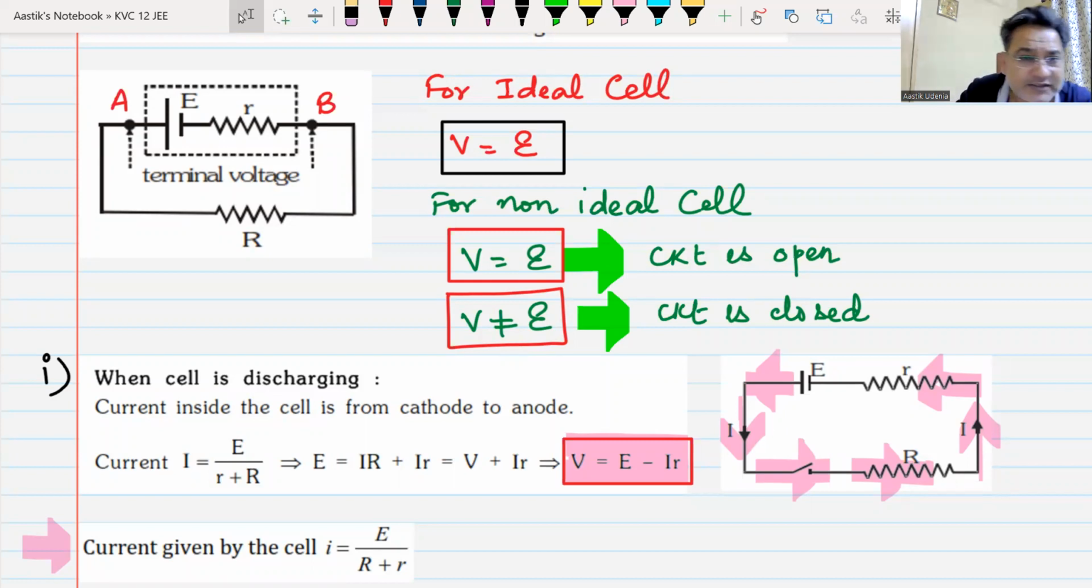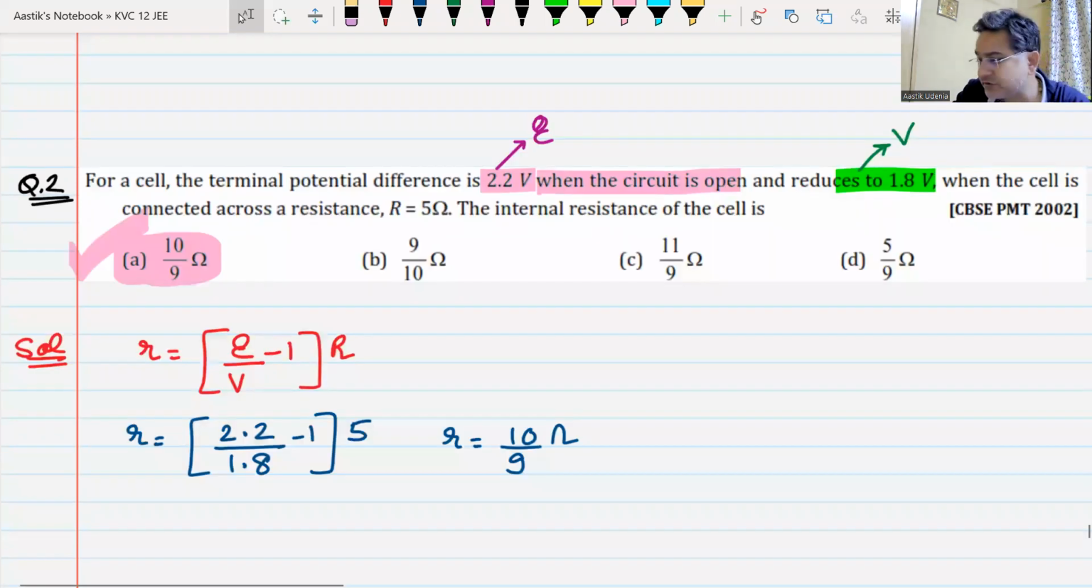We had done some questions as well where we had found out the internal resistance of the battery. Do we remember these questions, everyone? Yes, sir. Okay. Remember the concept that we had seen to find out the internal resistance of battery. It was E by V minus 1 times R, where R was the external resistance that was connected. We will be using this, as I told you, in things that are coming up in today's class, in all probability.